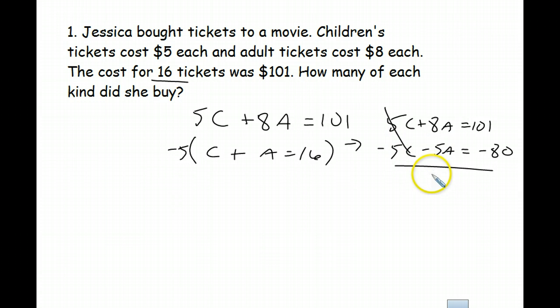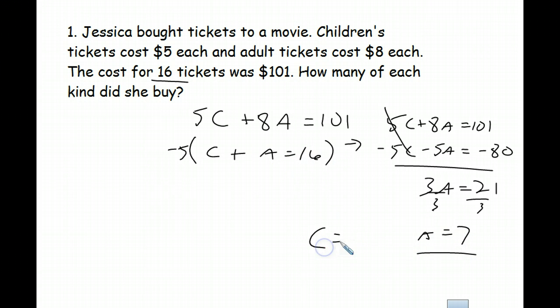C's go away, so I have 3a equals 21. Divide both sides by 3 and 3. So I have 7 adults that went. So if I have 7 adults, I know altogether I have 16, so then I must have had 9 children.